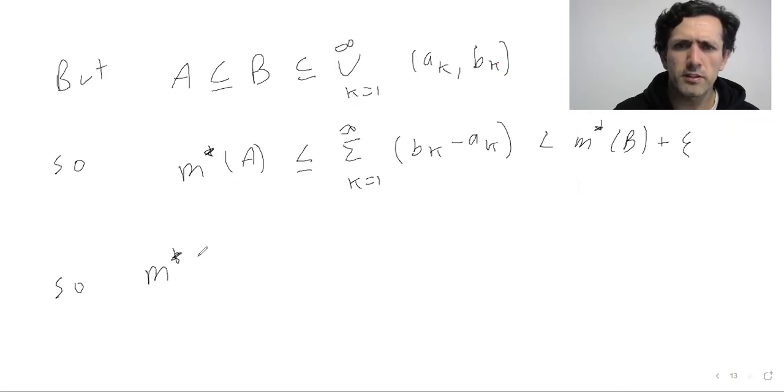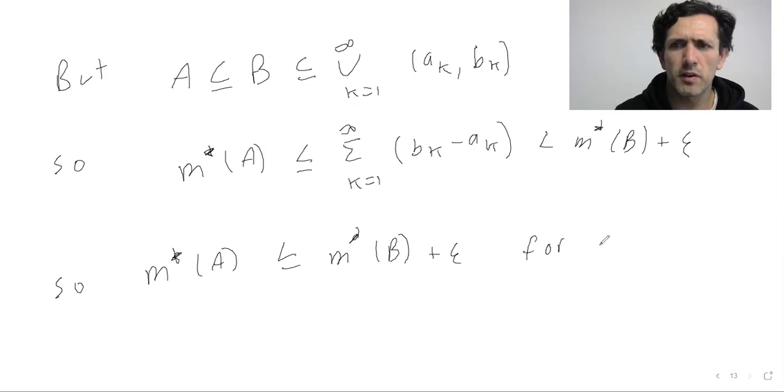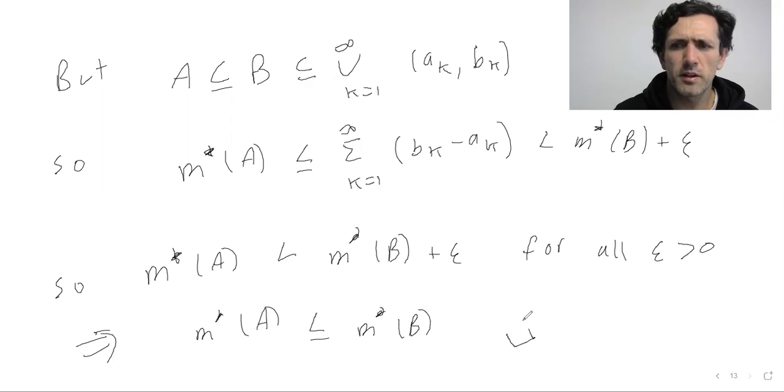So we play this silly game of m star of A is less than or equal to m star of B plus epsilon for all epsilon. I guess it's really less than, not that it matters. So that implies m star of A is less than or equal to m star of B. And that finishes the proof.